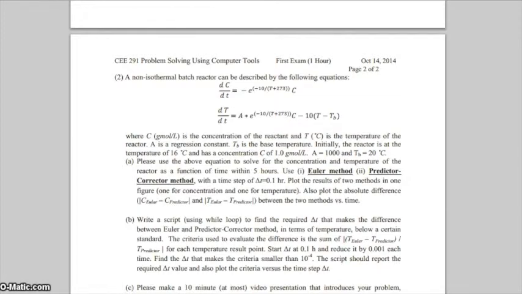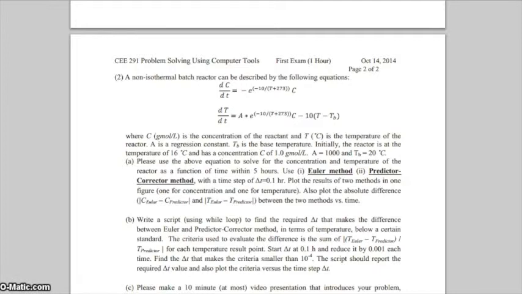A regression constant Tb is also given, as well as an initial temperature of 16 degrees Celsius. The initial concentration C is given as 1.0 gigamoles per liter. The constant A is given as 1000, and Tb is given as 20 degrees Celsius. The problem asks us to provide an equation to solve for the concentration and temperature of the reactor as a function of time within 5 hours.